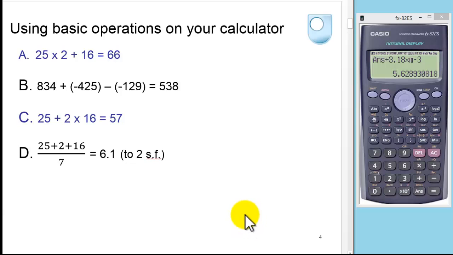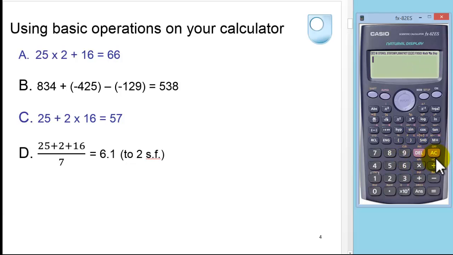So to start off with, I'd like to have a look at some basic operations on the calculator, and I'm just going to run through some sample calculations, starting with the first one that's shown here, which is A, which is 25 times 2 plus 16. So just putting those values into the calculator. 25 times 2 is 50, plus 16 is 66, and that should be the answer that's shown on the calculator, and you can see the answer as shown here.